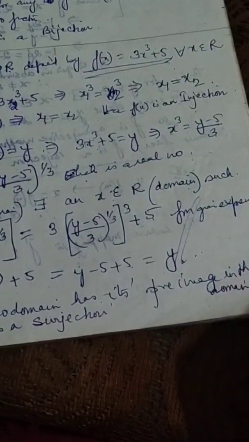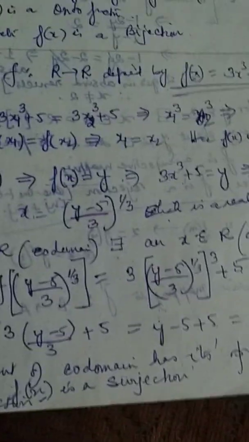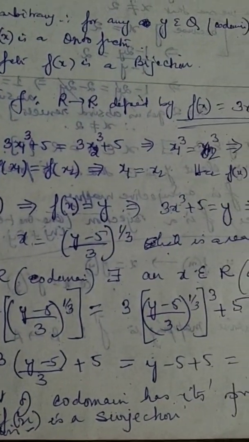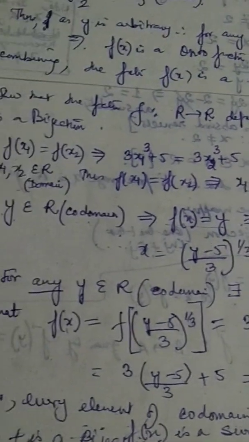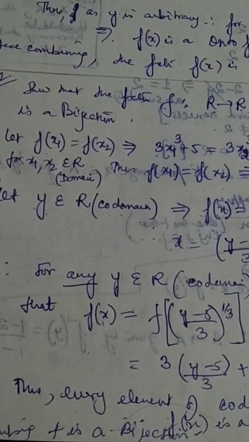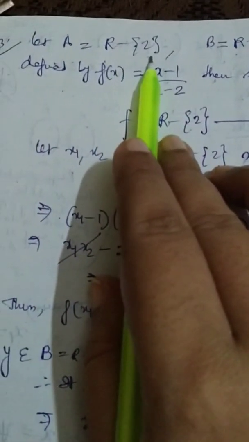You can mention this line if you want, otherwise straight away you write, therefore f(x) is a surjection, or it is a surjective function, that is it is an onto function. And final conclusion, hence f(x) is a bijection, or it is a bijective function. Moving on to the next question, we have a set A given by R minus 2. What does it mean?